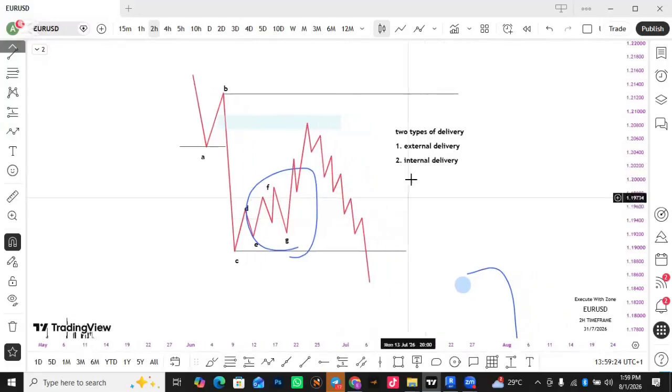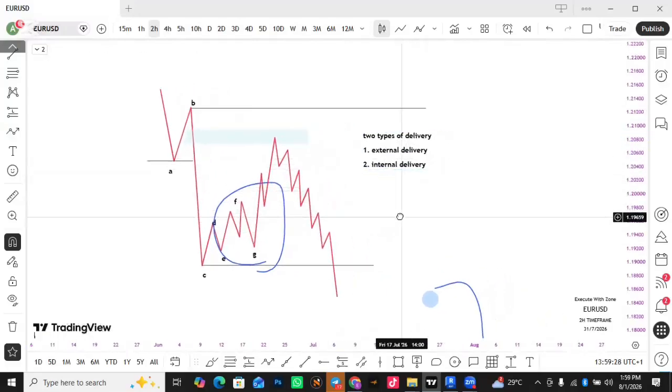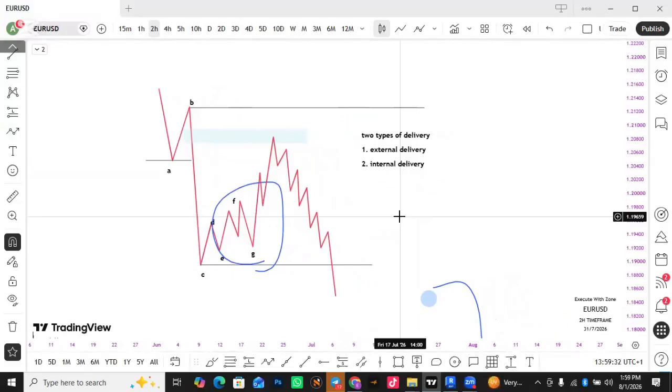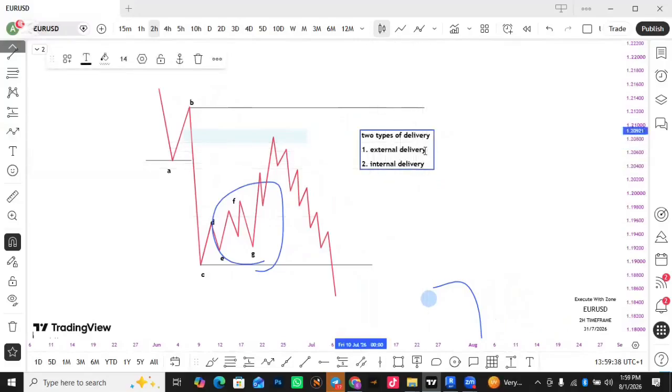Now, before we go into the real life chart, let me give you one thing that you should hold with you. Always have this in mind: external delivery leads the market, while internal delivery follows the lead. External delivery leads the market, while the internal follows the lead.